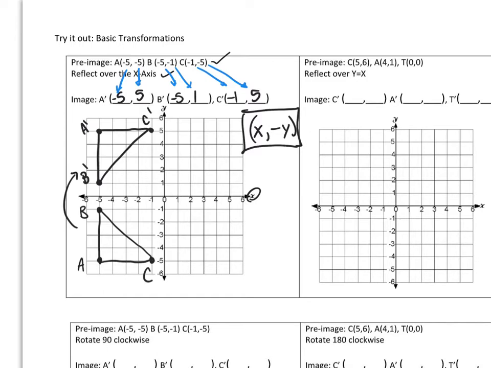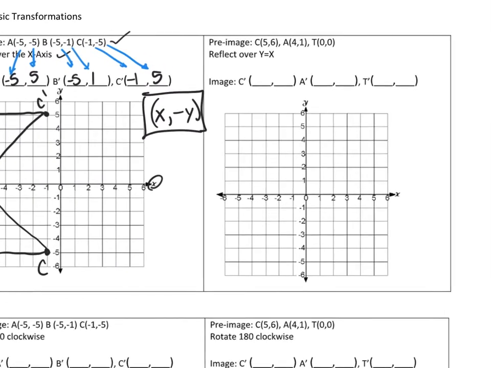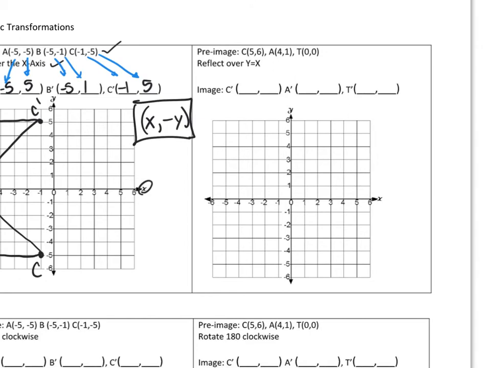And that was in our table too, wasn't it? When we reflect over the x-axis, we have the opposite y value, but the x stays the same. Why don't you try the next one, reflecting over y equals x?